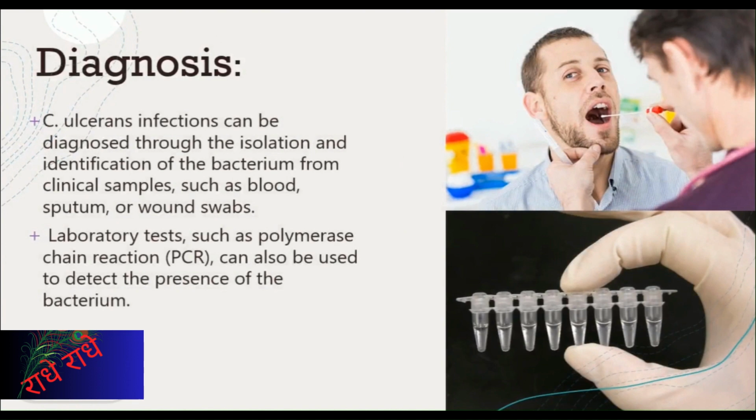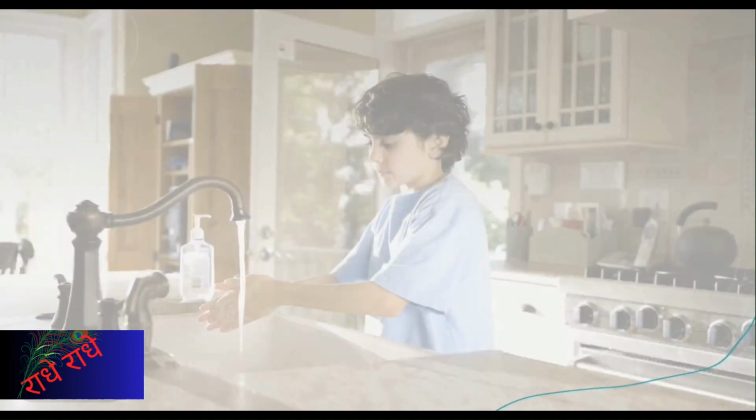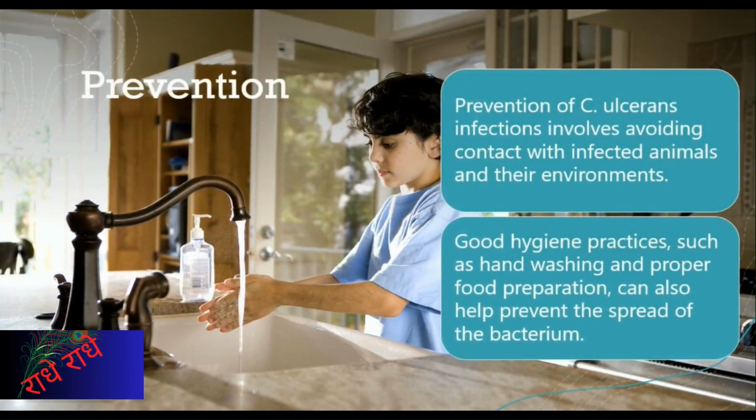C. ulcerans infections can be diagnosed through the isolation and identification of the bacterium from clinical samples, such as blood, sputum, or wound swabs. Laboratory tests, such as polymerase chain reaction, PCR, can also be used to detect the presence of the bacterium. To prevent C. ulcerans infections, it is essential to steer clear of infected animals and their surroundings. Furthermore, practicing good hygiene such as regularly washing hands and food preparation is highly recommended to decrease the likelihood of spreading this bacterium.